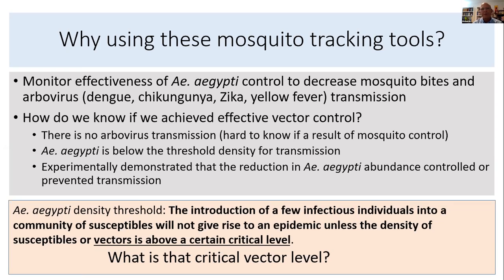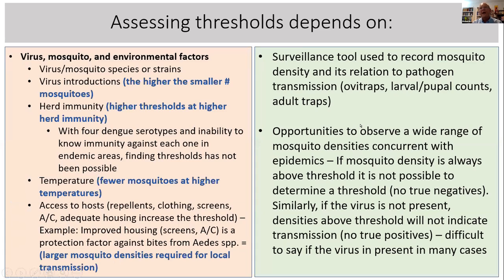So in terms of what is a threshold, there is a principle that says that the introduction of a few infectious individuals into a community of susceptibles will not give rise to an epidemic unless the density of susceptibles or vectors is above a certain critical level. So what is the critical level for Aedes aegypti?